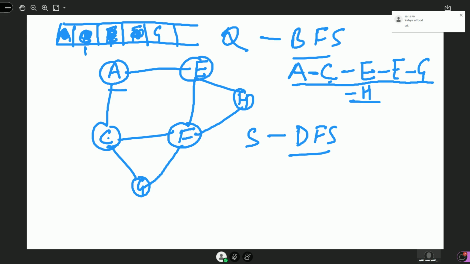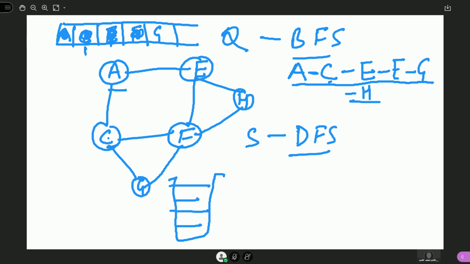Okay, come to DFS. In DFS, we use a stack, as I have told you many times. In alphabetical order I take A first, so A is in the stack. What is the rule in the stack? Last in, first out. A is the last, so it comes first now. From A I can go to E or C, but in alphabetical order C comes first, so I will take C.